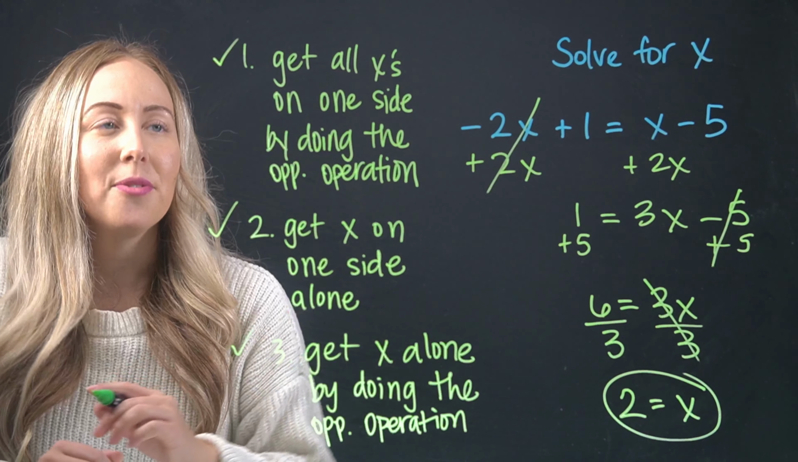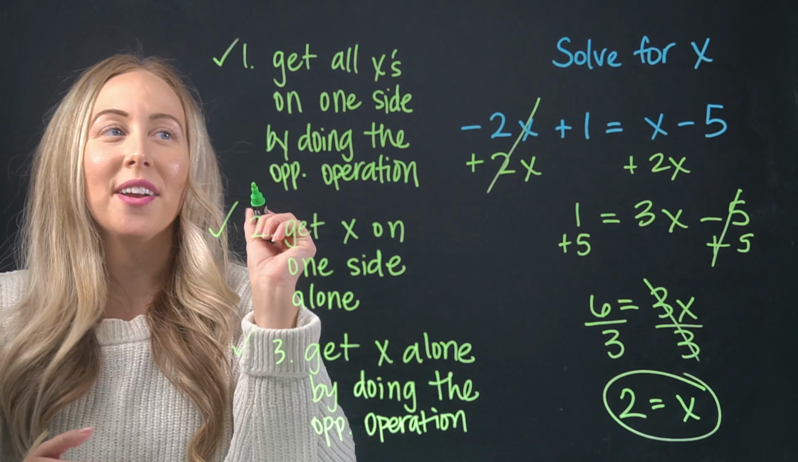So very quick 3-step process. Let's review. We want to get all the x's on one side by doing the opposite operation. So we move this negative 2x over to the other side, plus 2x, plus 2x. Now we want to get x on one side all alone. Add 5 to both sides. Now we want to get x all alone by doing the opposite operation. So we have 3 times x. We're going to divide by 3 on both sides. X is equal to 2.